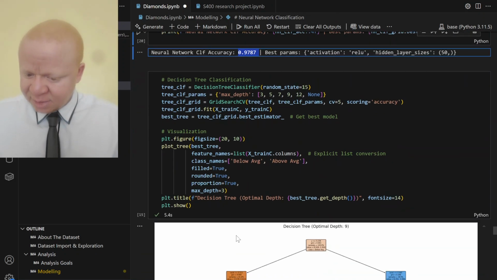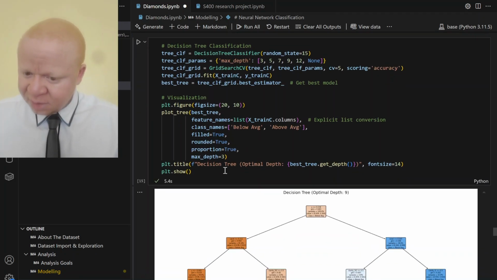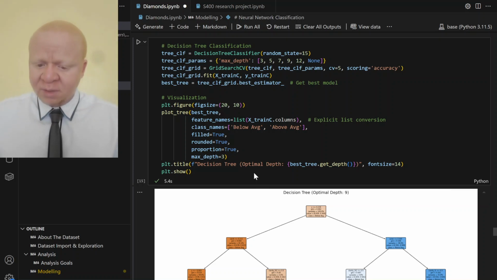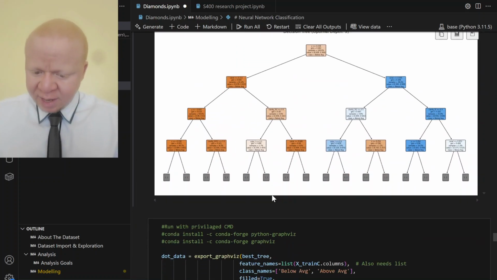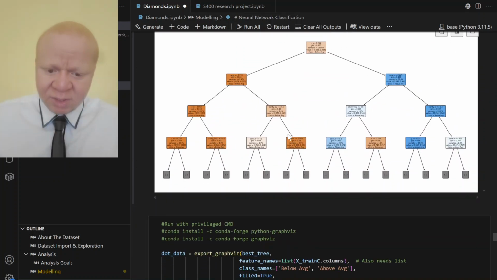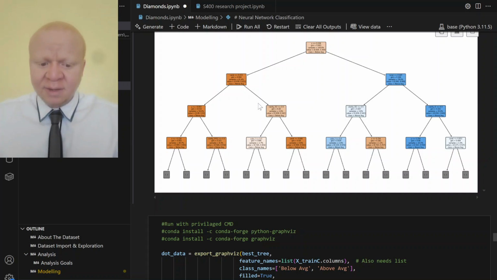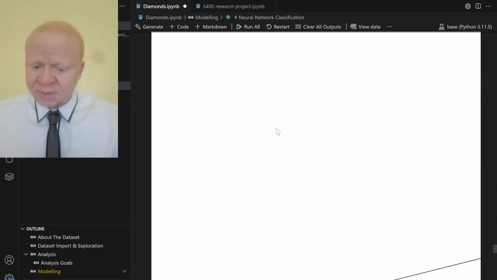And here is a decision tree. Here is my decision tree as well, which also was used for predicting whether or not a diamond would have above average price. One thing I like about decision trees is this tree structure. It can be a tool to help you build a mental model of under what circumstances a diamond might be above or below average in terms of price.